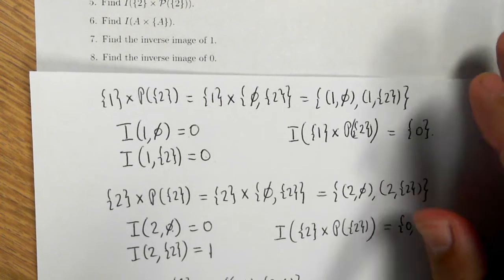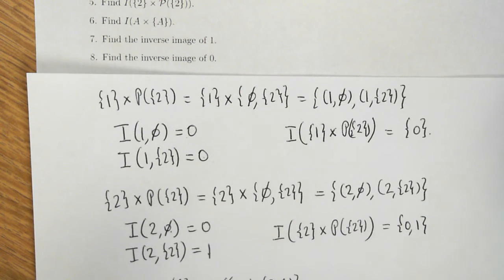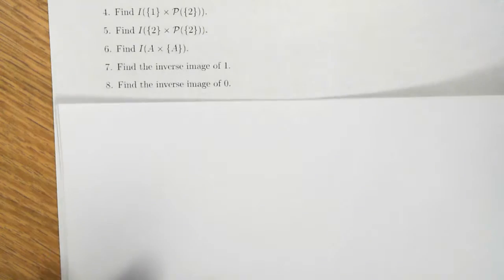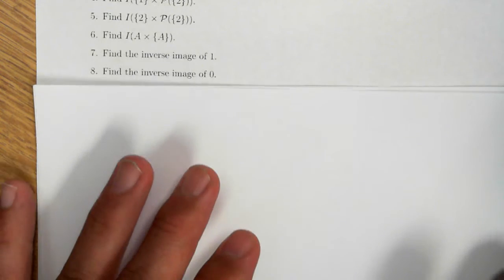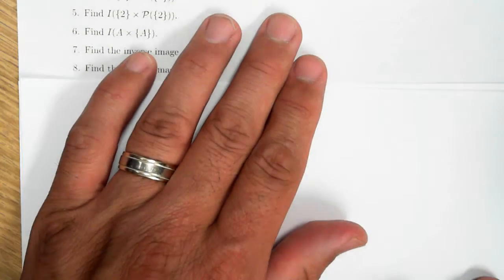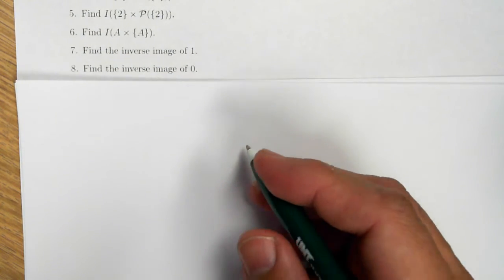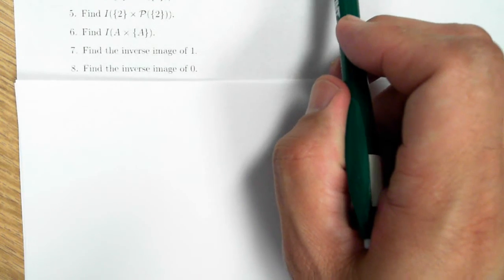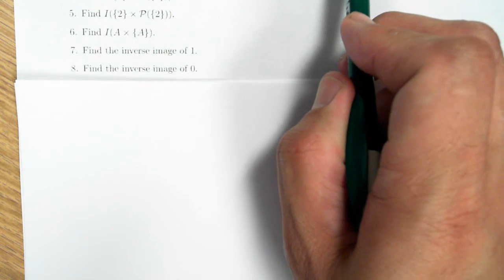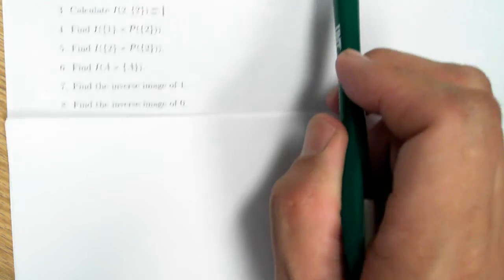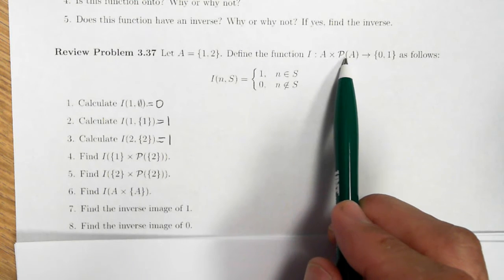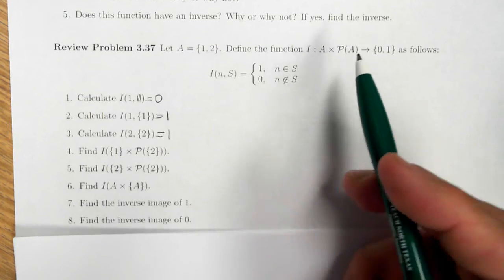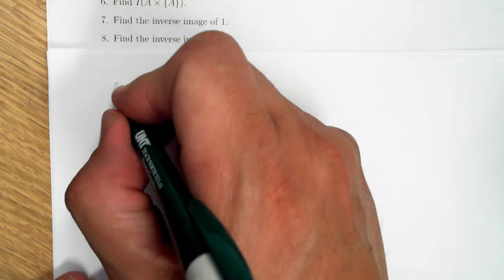All right, number 7, find the inverse image of 1, find the inverse image of 0. For this, probably the easiest thing to do is actually list out all the possibilities, and then we'll construct the inverse images. So let's list out all the possibilities. Now, how many possibilities are there? The power set will have 4 elements, 2 squared. A has 2 elements, so there are 8 possible elements in the domain here. So let's just list them all out and see what happens.